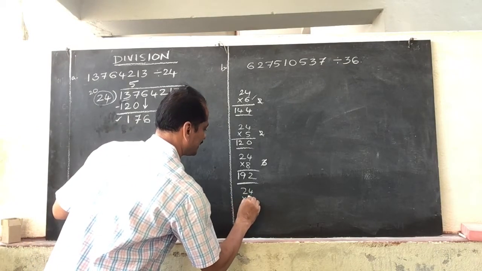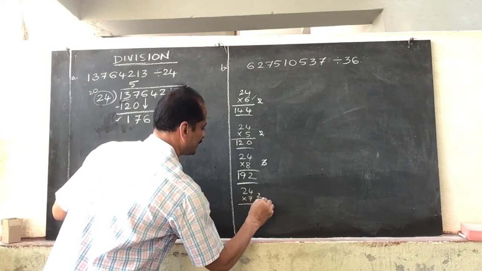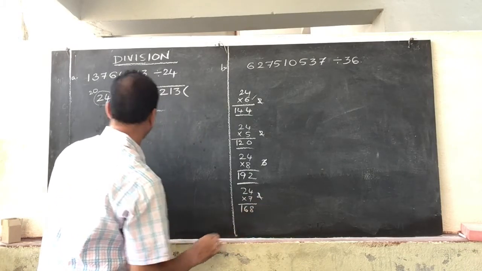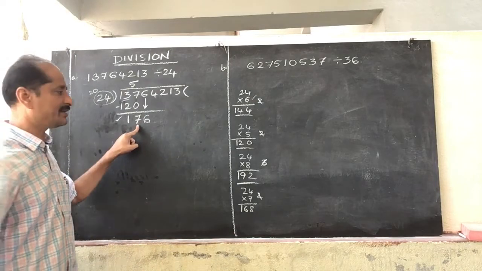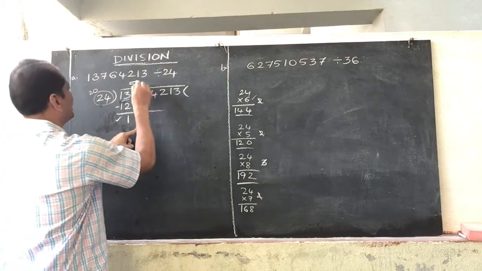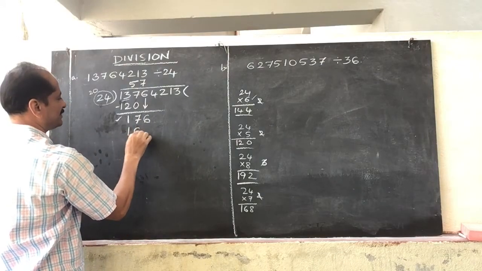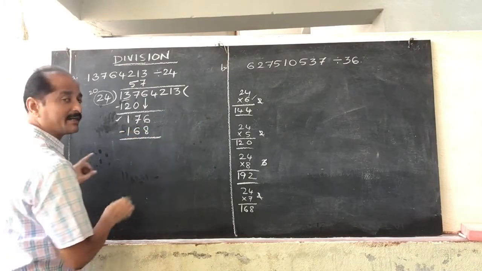24 7s are 7 4s are 28. 7 2s are 14 plus 2 16. 168. Yes, it will go. So 24 7 jar, 168. Now here how much should you get as remainder?